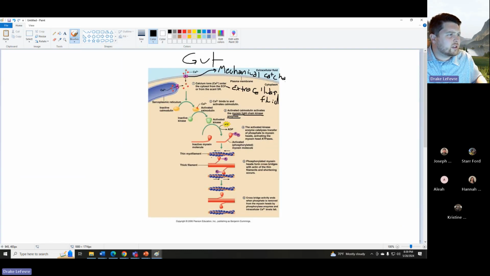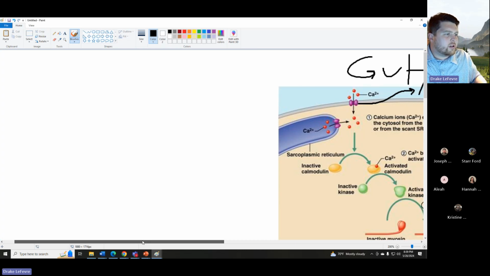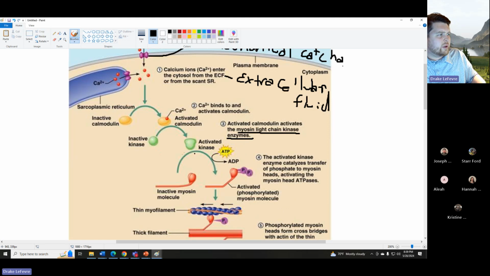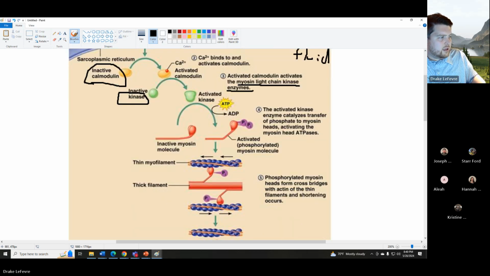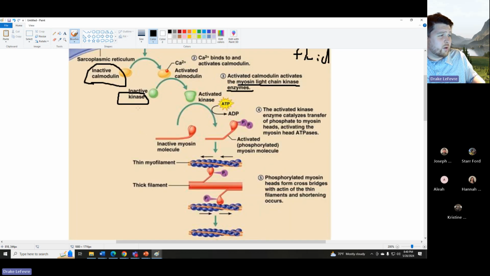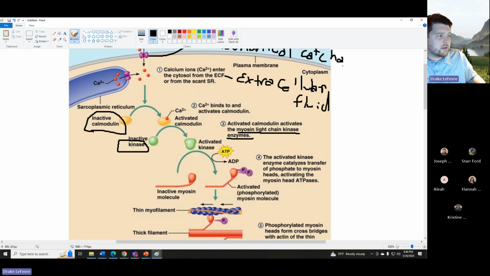I feel like smooth muscle is a little more straightforward than skeletal muscle. The really big things you need to remember are the names: calmodulin and the MLCK. Those are the big ones to remember. Remember those two when it comes to smooth muscle.